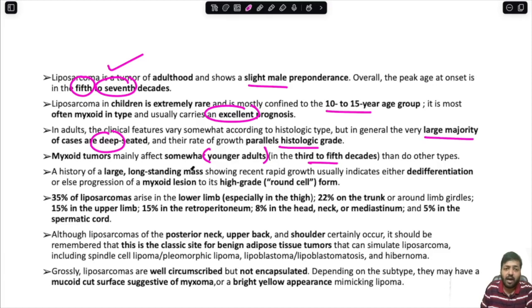A history of a large, long-standing mass showing recent rapid growth usually indicates either de-differentiation or else progression of a myxoid lesion to its high-grade form, that is the round cell form. Okay. So 35% of the liposarcomas arise in the lower limb, especially in the thighs, 22% on the trunk or around limb girdles, 15% in the upper limb, 15% in the retroperitoneum, 8% in the head, neck or mediastinum, and 5% in the spermatic cord.